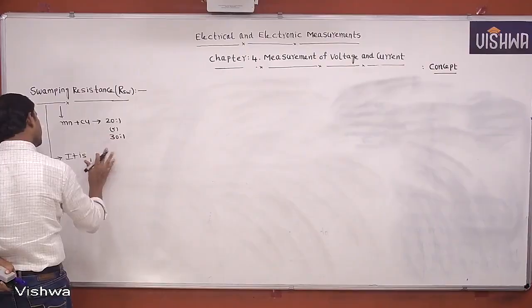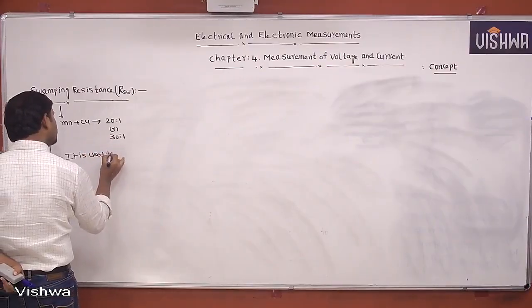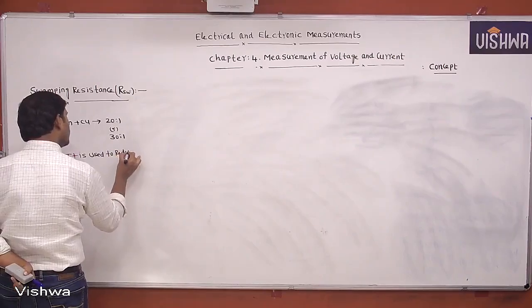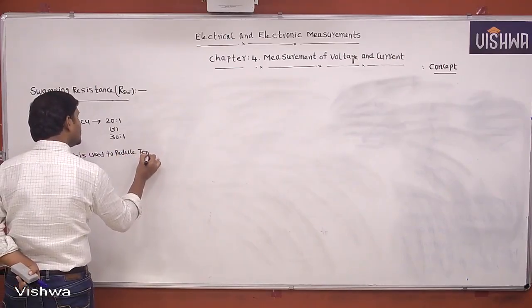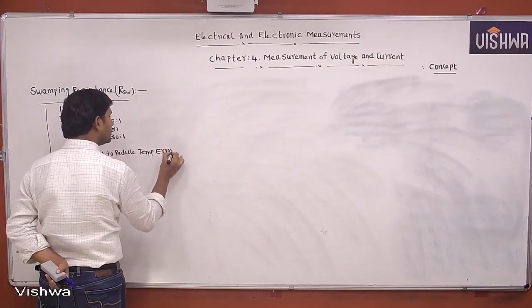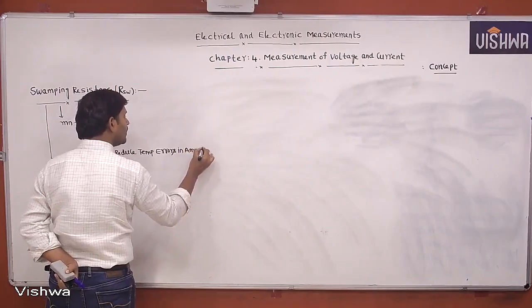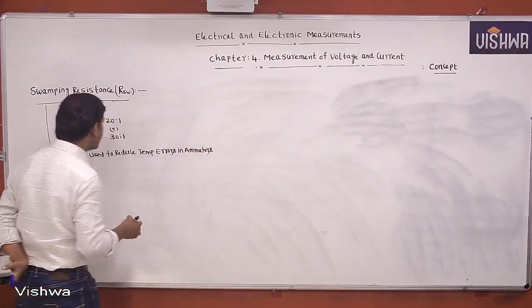It is used to reduce temperature errors in ammeters. That is the purpose of using swamping resistance.